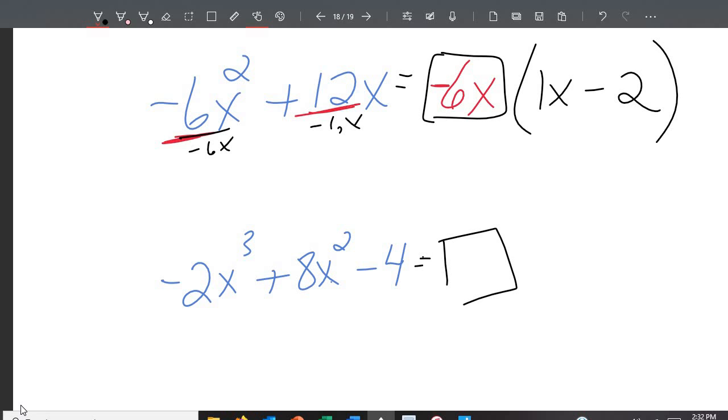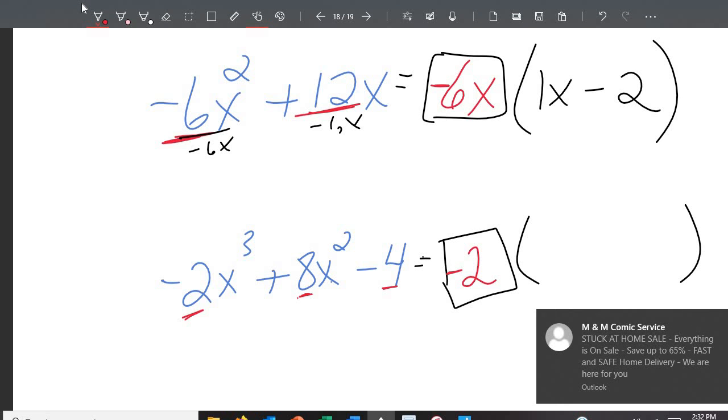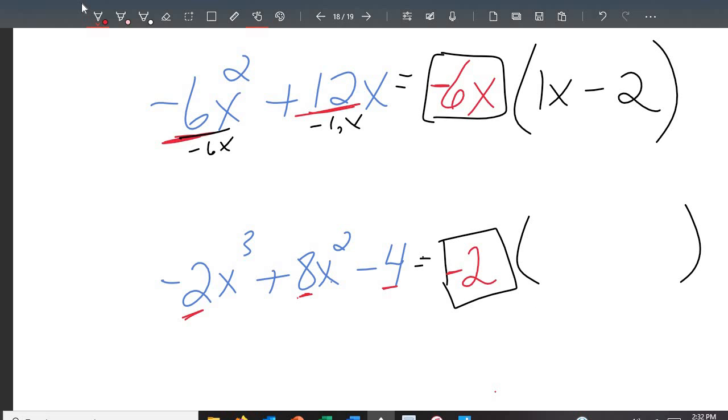Alright, let's look down here at this one. First term is negative, so I'm definitely going to have it negative in my box. Now, I've got a 2, an 8, and a 4. Biggest number that can divide into all of those is 2, so it's negative 2. I mean, they all three don't have an x, so we don't put any x's in there. So the GCF is just a negative 2.